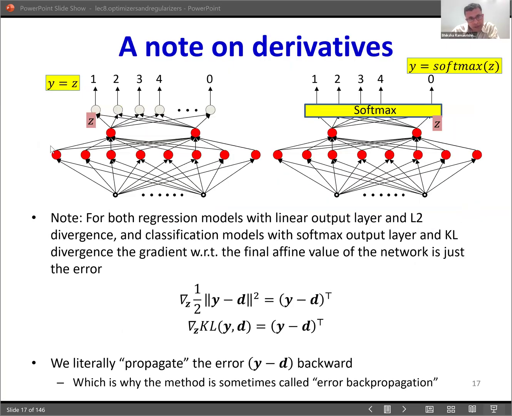Now, continuing to think in terms of the z's, regardless of whether you're performing regression or classification, if you use the L2 divergence for regression and the KL divergence for classification, we found that the derivative of the divergence with respect to z in both cases is simply the difference between the actual output of the network, the y, and the desired output of the network. So we are literally always propagating this error backwards. And this is very convenient. You don't have to work out the math. You can just take my word for it, or you can spend half a page of math and come up to the same solution.